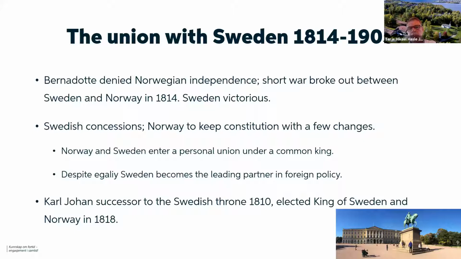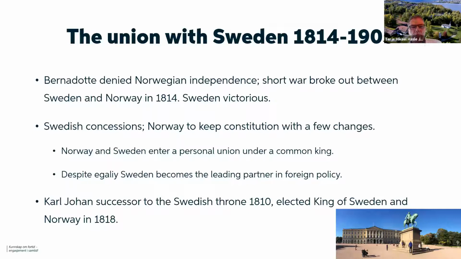But despite this egalitarian appearance, Sweden becomes the leading partner. They have the king, and they are also the leading partner in foreign policy. This is a problem that eventually ends with the dissolution of the Union in 1905.